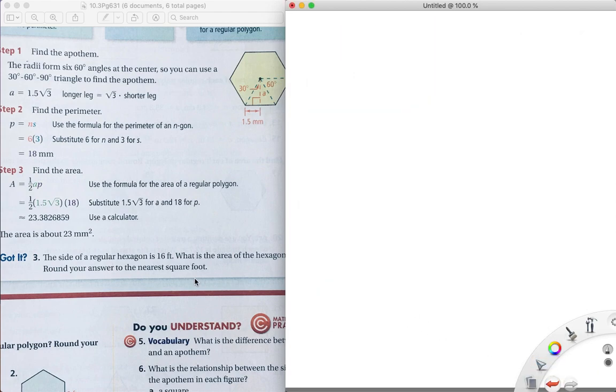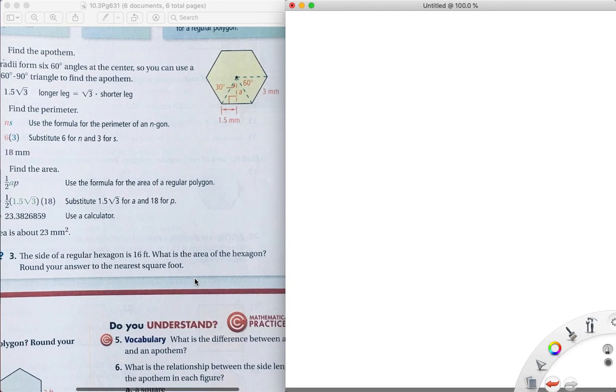So the example that the book gives, they say the side of a regular hexagon is 16 feet. What is the area of the hexagon, rounded to the nearest square feet? So we have a regular hexagon. A hexagon has 6 sides, so I know that n equals 6. I'm going to draw my triangle. Since it's a hexagon, I know I'm dealing with a 30, 60, 90.